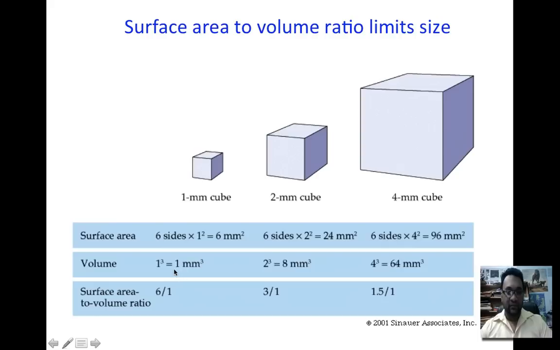But look at the volume. The volume is going from 1 millimeter cubed to 8 millimeters cubed to 64 millimeters cubed. So we see that the volume is increasing much more rapidly than the surface area. And when we divide the two to find the surface area to volume ratio, we see that although the cubes are increasing in size, the surface area to volume ratio is decreasing. It goes from 6 to 3 to 1.5. So there's less surface area to volume ratio. And that in essence is what limits how big a cell can get.